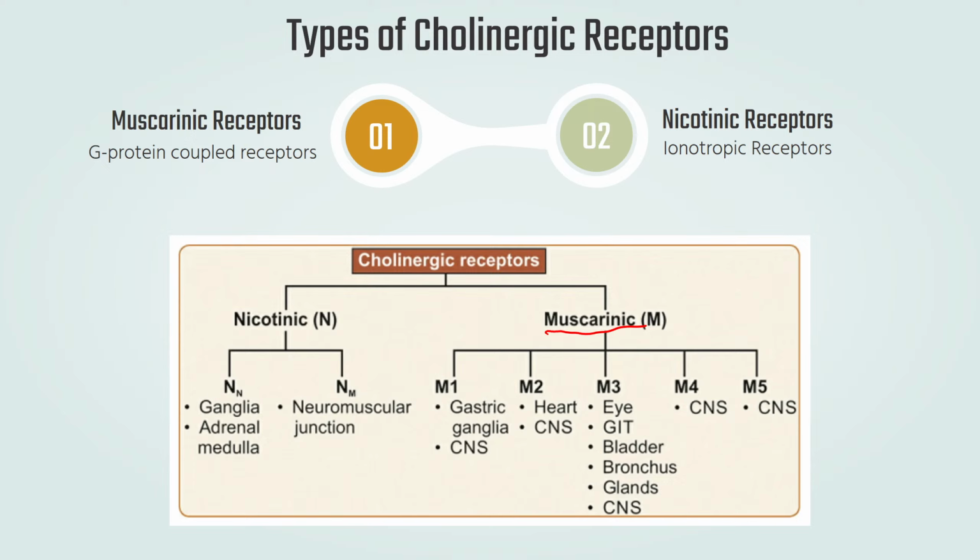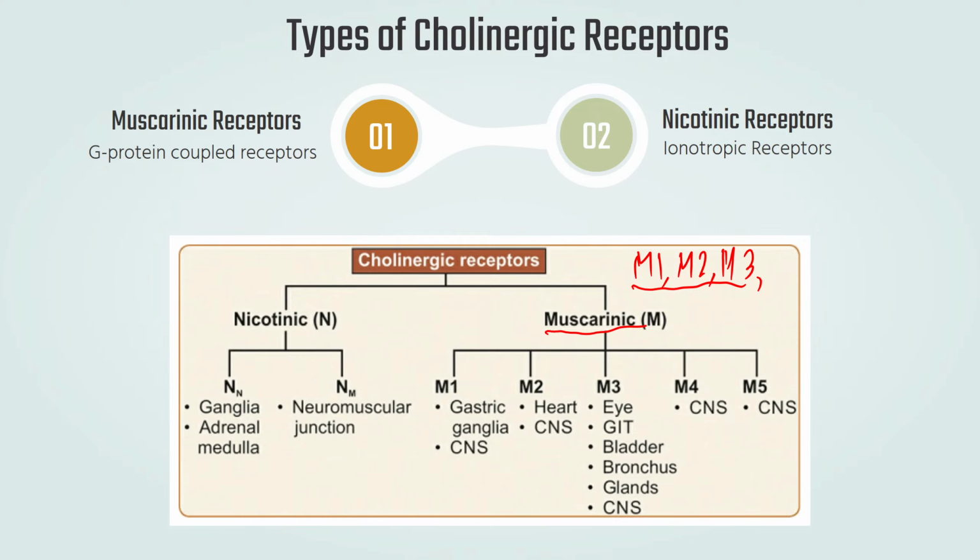Muscarinic receptors, there are 5 main types: M1, M2, M3, M4 and M5. Now mainly for GPAT or any exam, we do not need to remember M4 or M5. Not necessary to remember them. You only need to focus on the first 3 types: M1, M2 and M3.